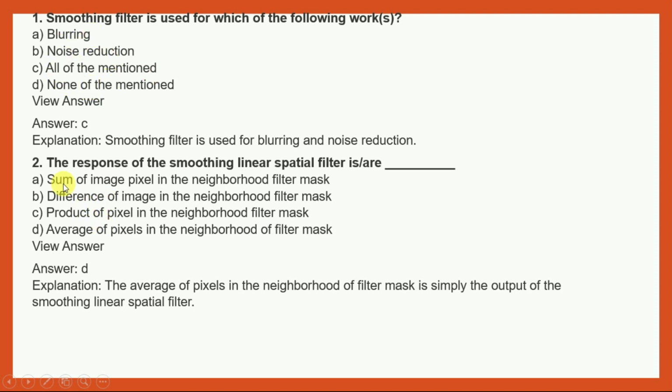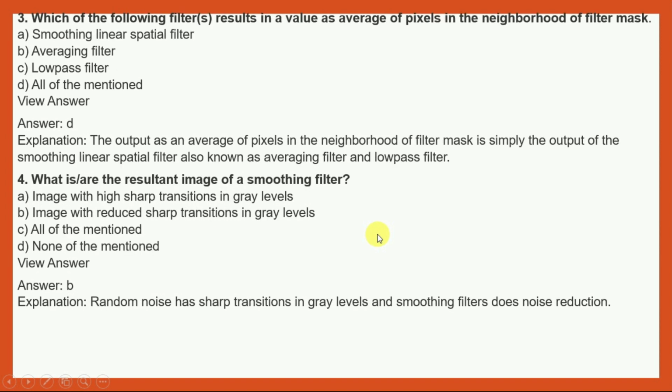So the response of the smoothing linear spatial filter, answer is option D, that is average of pixel in neighborhood of filter mask. Now next question is, which of the following filter result in a value as average of pixel in the neighborhood of filter mask? So answer is option D, that is all of the mentioned. We can easily see all the options are given over here.